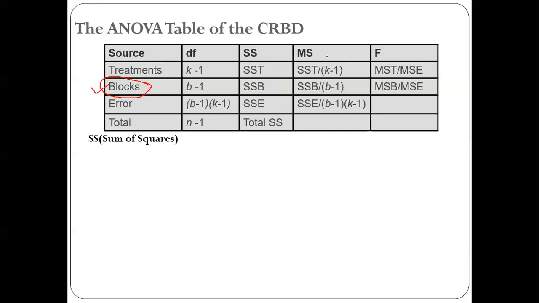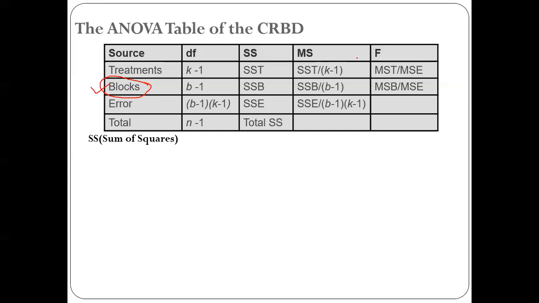The mean square for treatment: SST divided by treatment minus 1. The mean square for block is SSB divided by block minus 1. To get the MSE, we divide the value of SSE by block minus 1 times treatment minus 1.